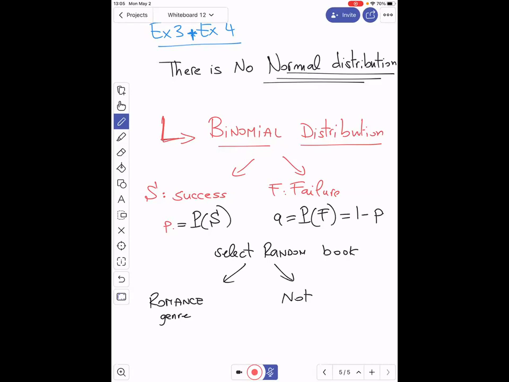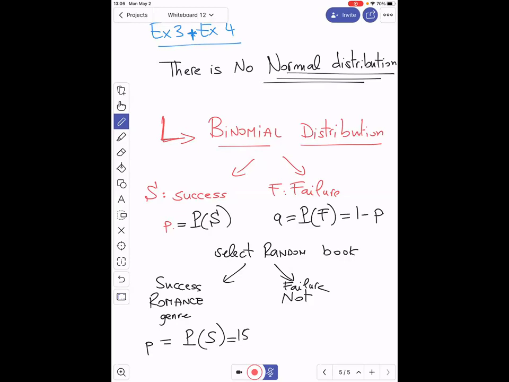Any guess what will be the probability of success, P? So this is my success when the book is of romance genre, right? And this will be a failure when it's not. So probability of success: if you take all the books, 100%, what's the percentage of books of romance genre? I'm talking about the exercise, right? It says 15%. USA Today reported that 15% of all books sold are of romance genre. So if we select a random book, there is a 15% chance that the book is of romance genre. So this P would be 15%.